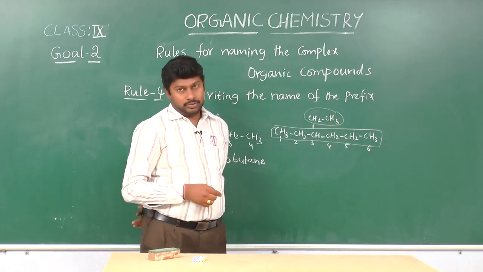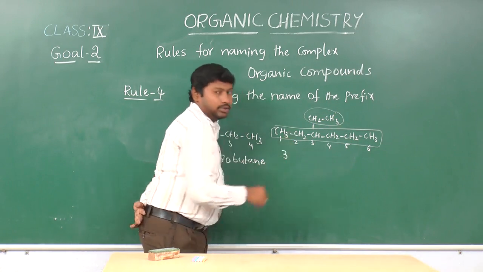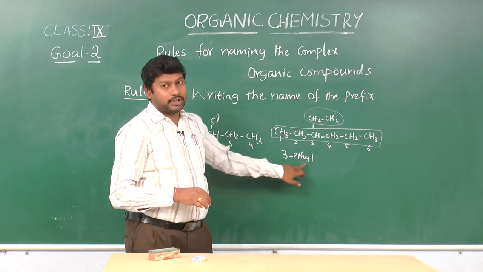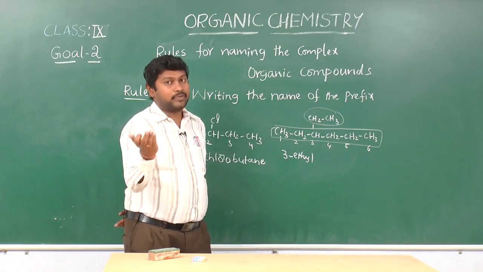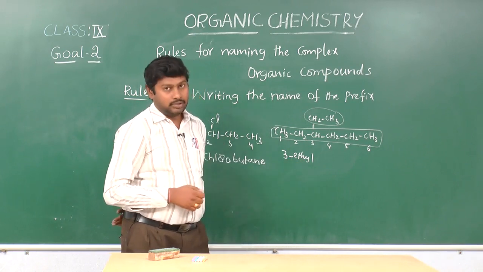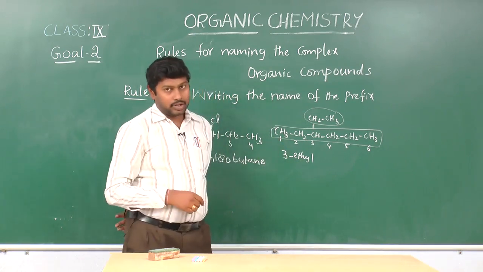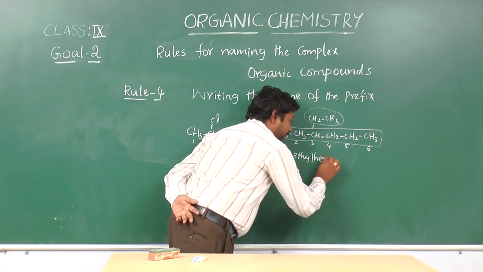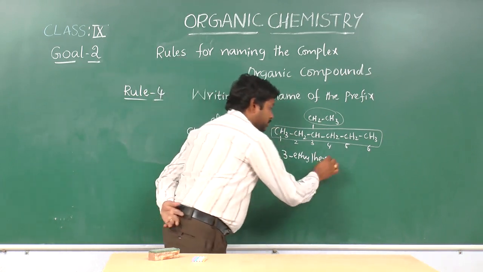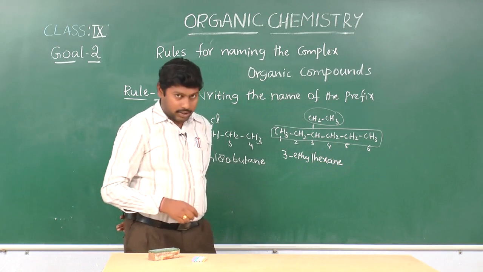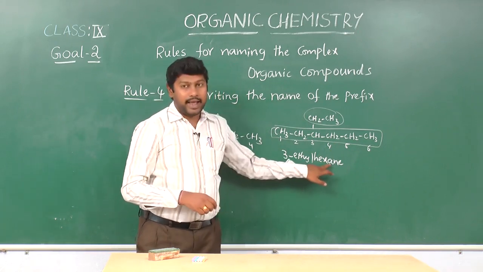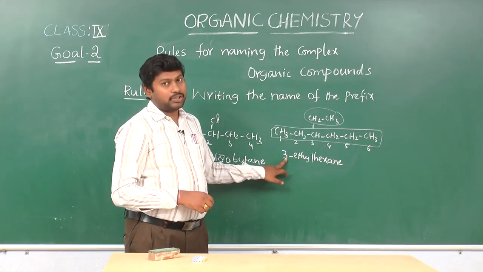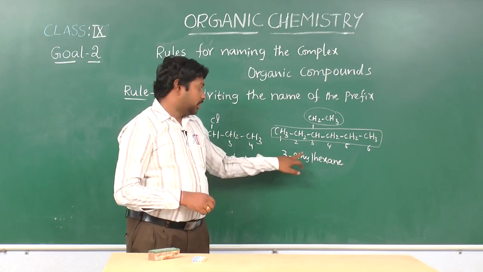Here ethyl. Then 3-ethyl, and a hyphen is inserted between the locant and substituent, and we should write the locant before the prefix. And according to the longest continuous carbon chain, it contains 6 carbon atoms. So, what is the root word? Hex. And it is a saturated compound, ane. So, what is the name of the compound here? 3-ethylhexane. Here 3 is the position of the substituent, nothing but the locant, and it is the prefix.